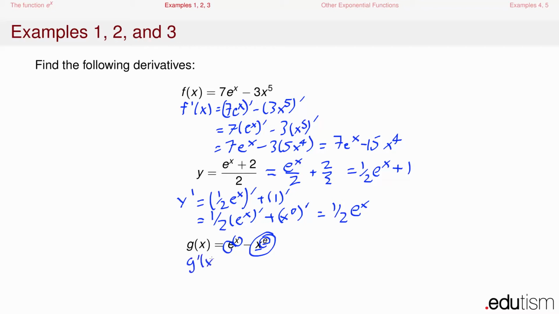So when I take the derivative, first I'm going to say, okay, I can take the derivative of e^x and x^e separately. When I take the derivative of e^x, it just gives me e^x. When I take the derivative of x^e, I write the exponent in front and subtract 1 from the exponent to get e times x^(e-1).